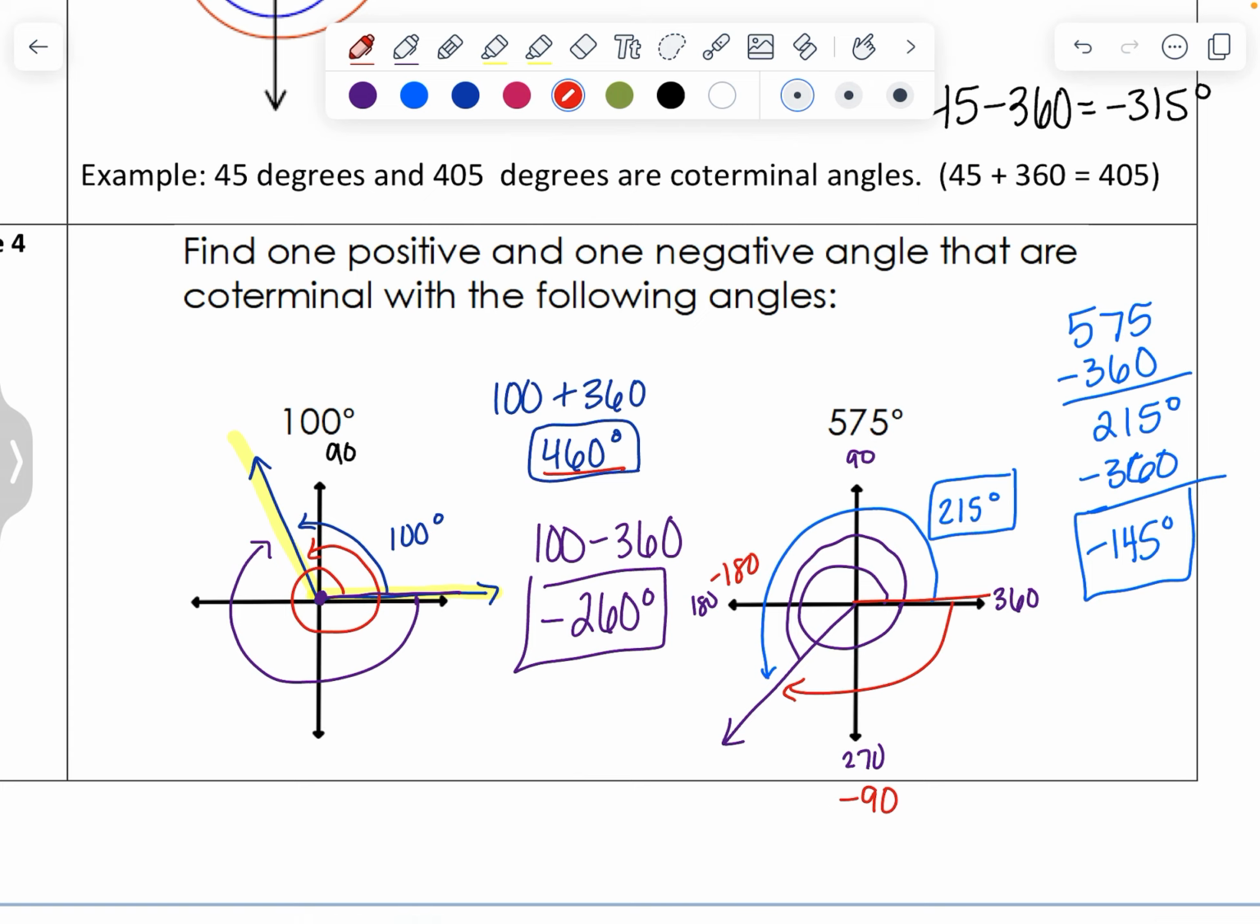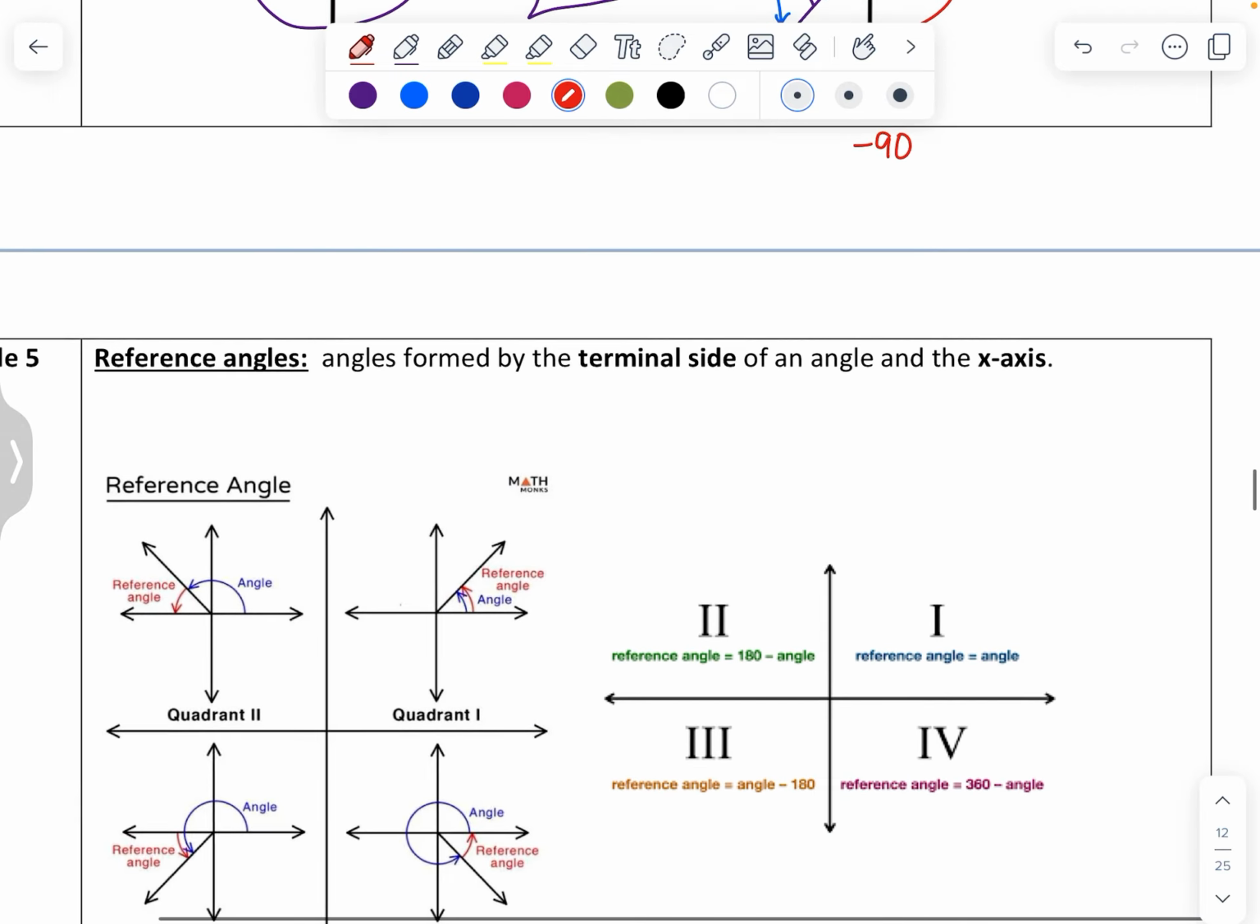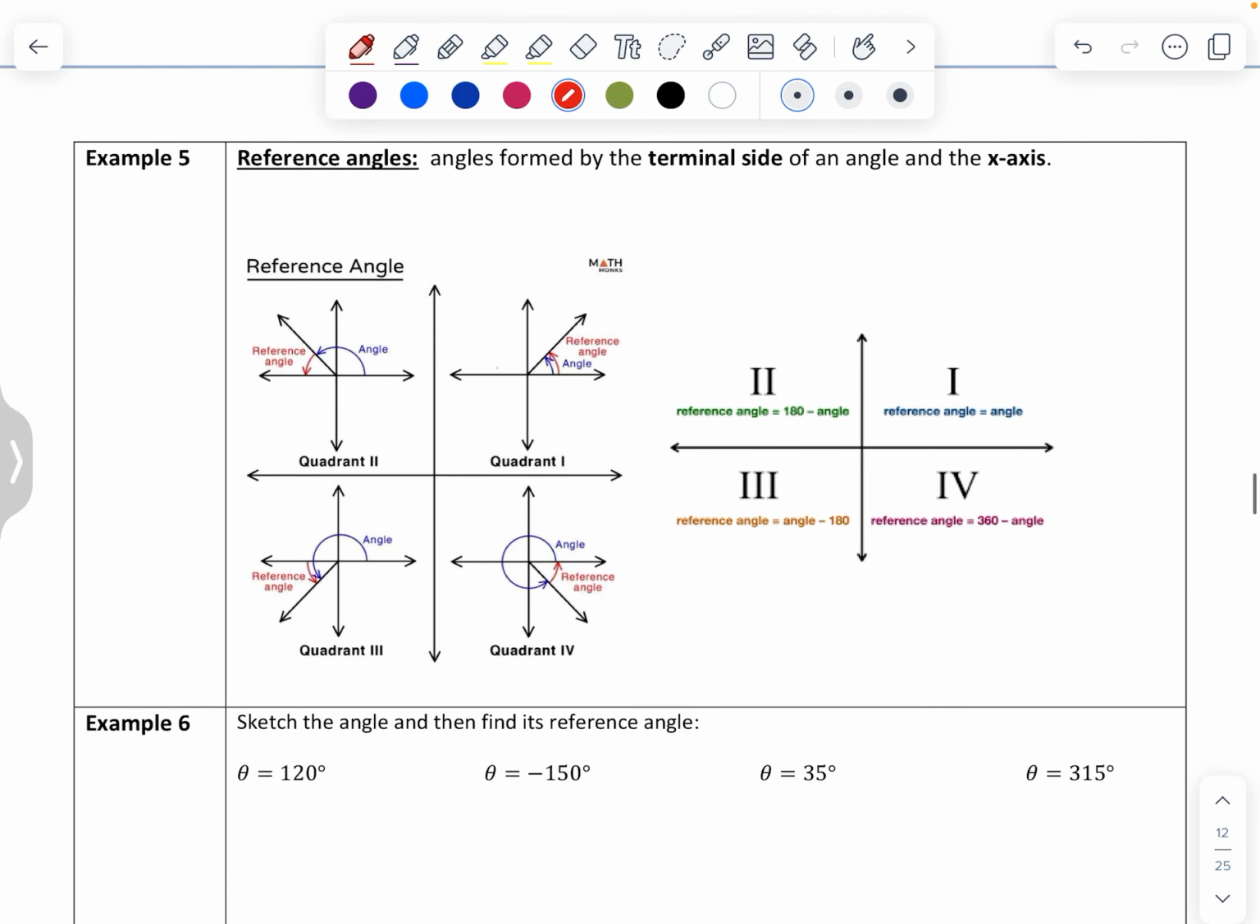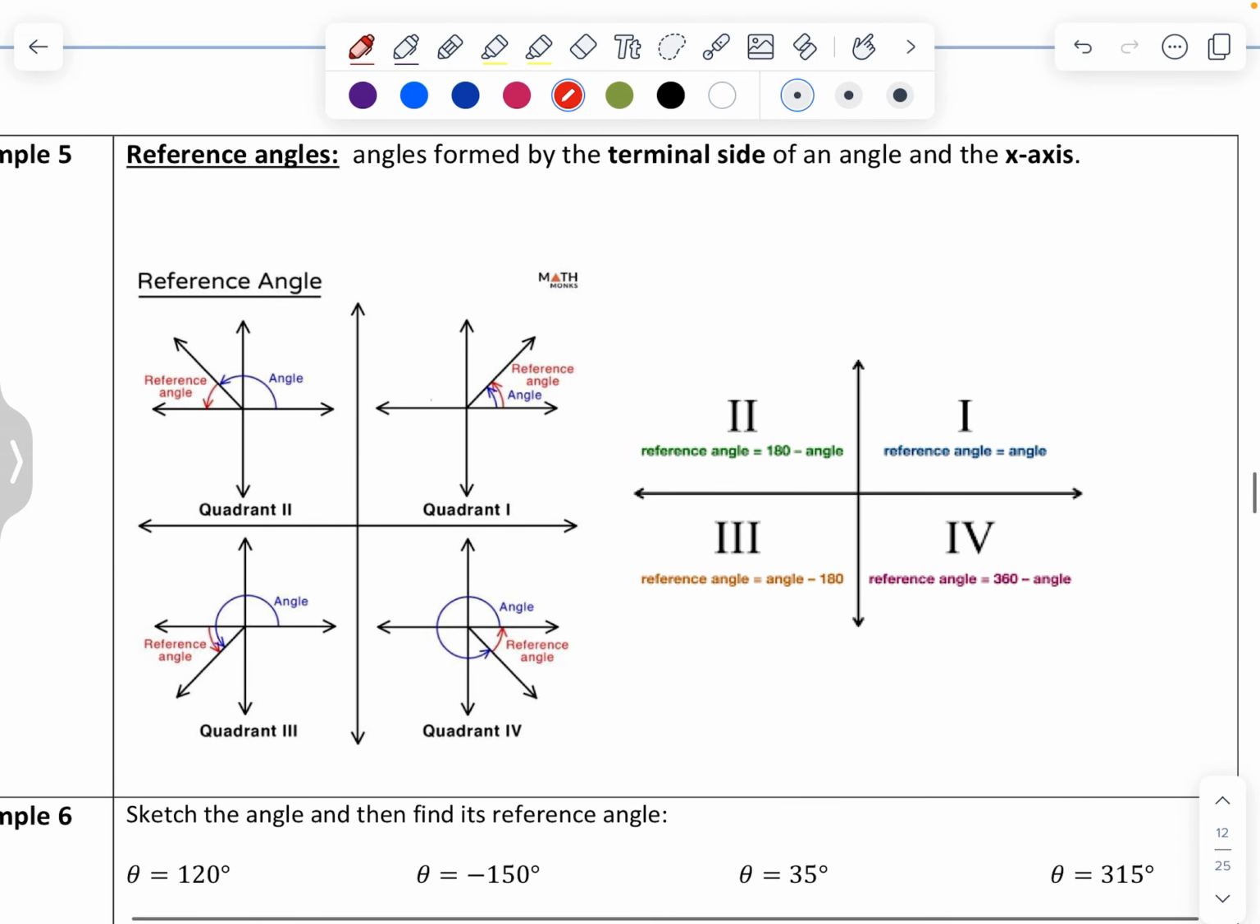So coterminal angles have the same terminal side. You get to the same terminal side by making one complete revolution. You're also going to learn about reference angles in this section. So we've got to keep it straight by practicing: coterminal, same terminal side.